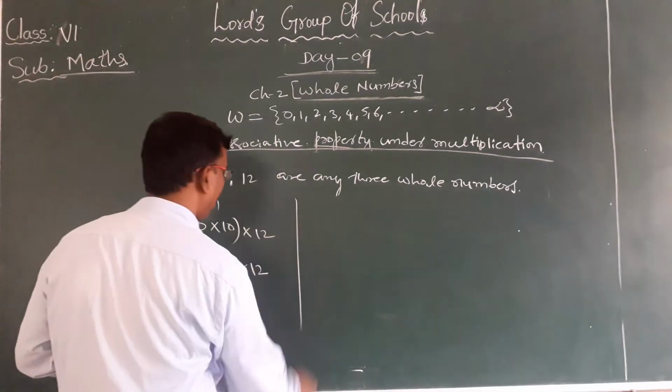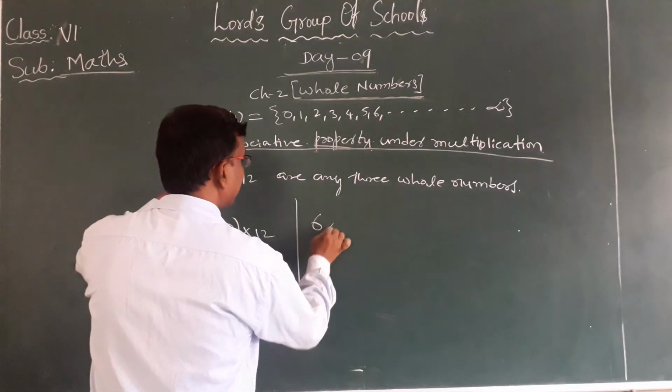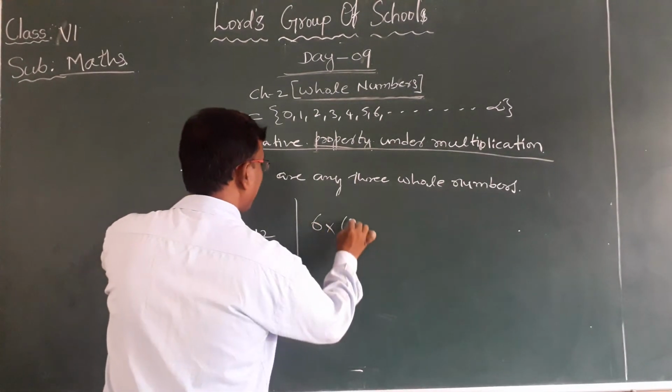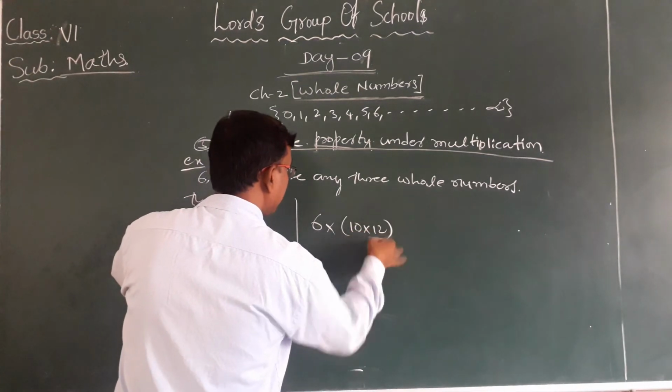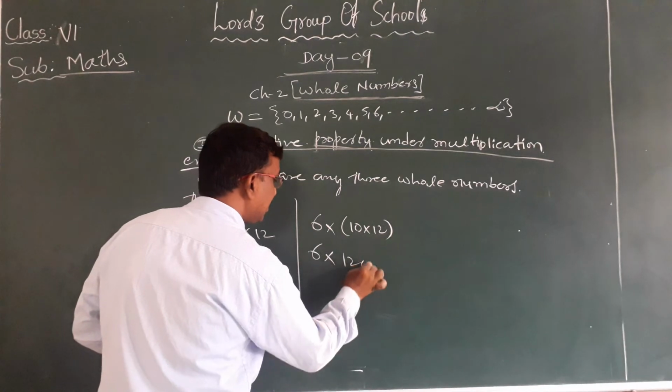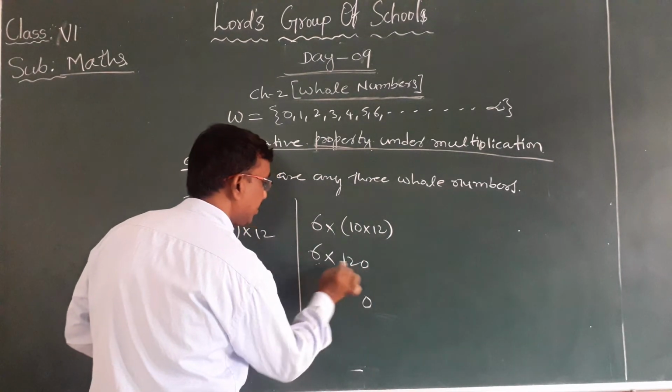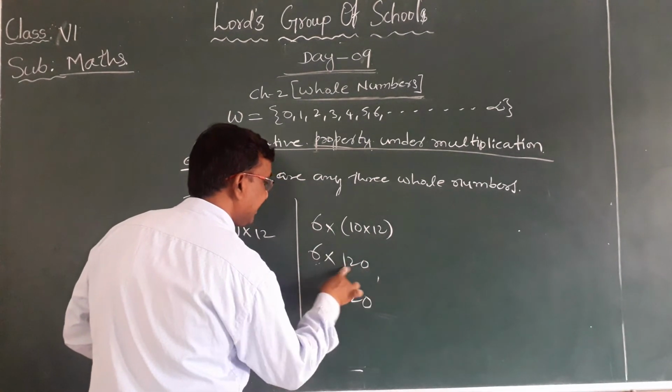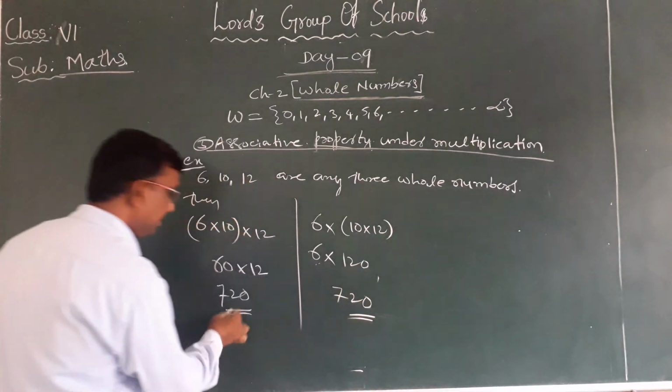Now we will change the order. So let me write the 6 out, and we will find the product of 10 and 12 first. So 10 into 12 is 120. 6 into 0 is 0. 6 twos are 12. 6 ones are 6, plus 1 is 7. What do we have? We got the same answer.